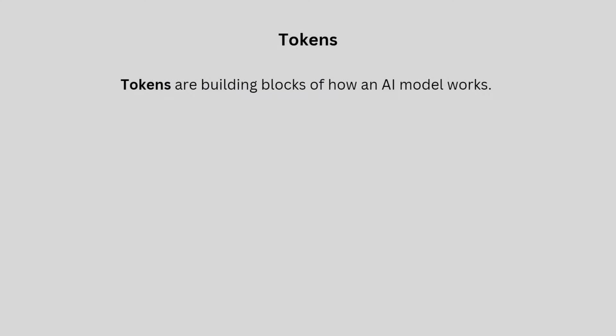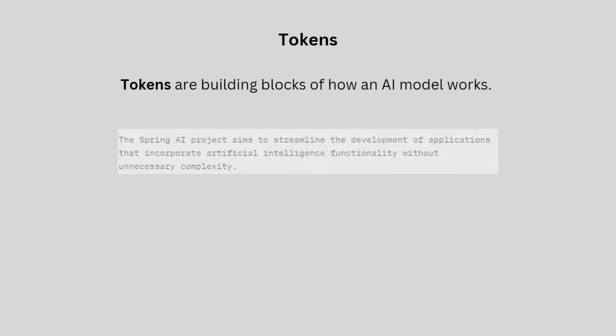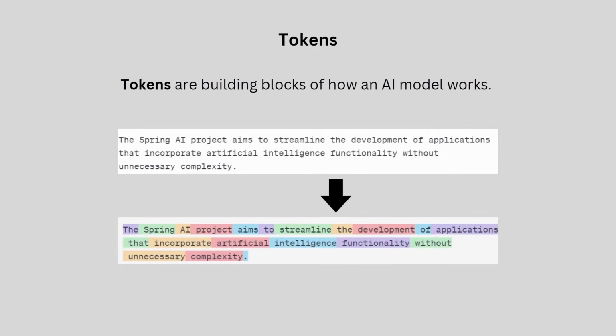Tokens are building blocks of how an AI model works. On input, models convert words to tokens. On output, they convert tokens back to words. And we will be charged based on the total number of tokens used.